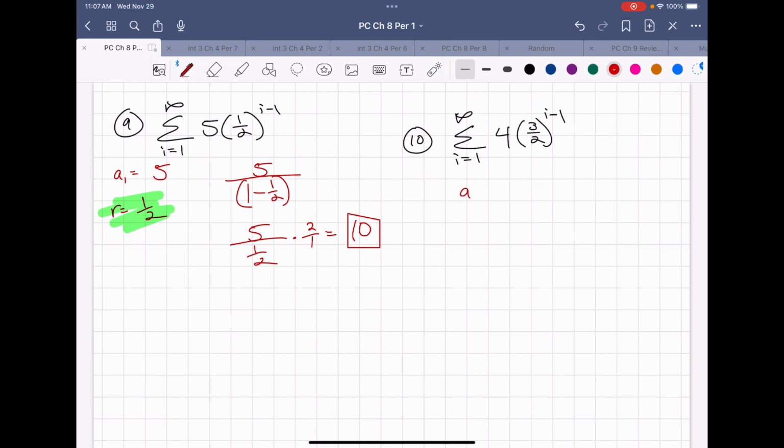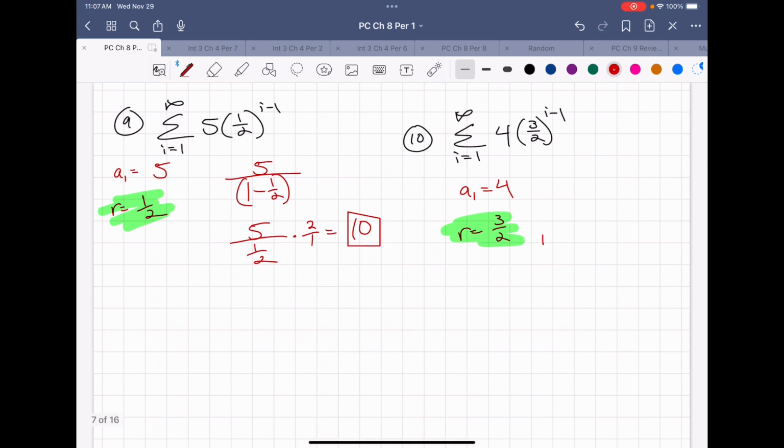Number 10. A1 is still 4 again because they're starting at 1. They don't have to start at 1. That could have started at 3, and then you would plug it in to find A1. R is 3/2. To check for R, the formula only works if R is a fraction less than 1. So since R is greater than 1, 3/2 is bigger than 1, this has no sum.